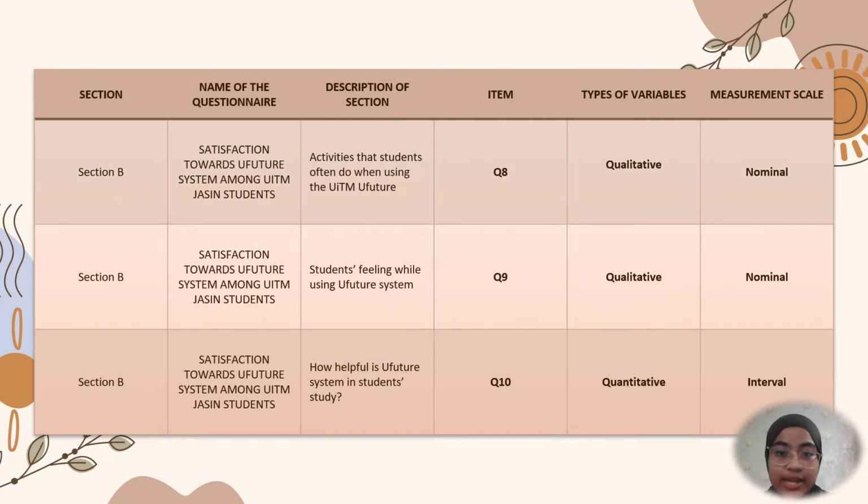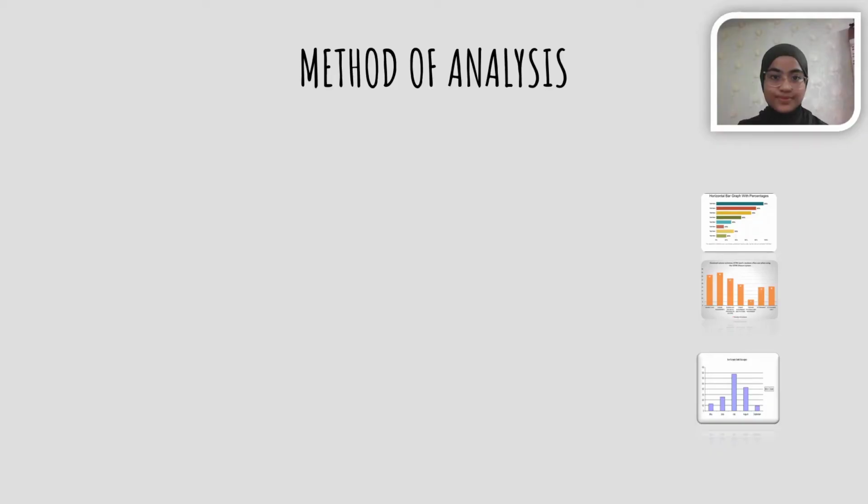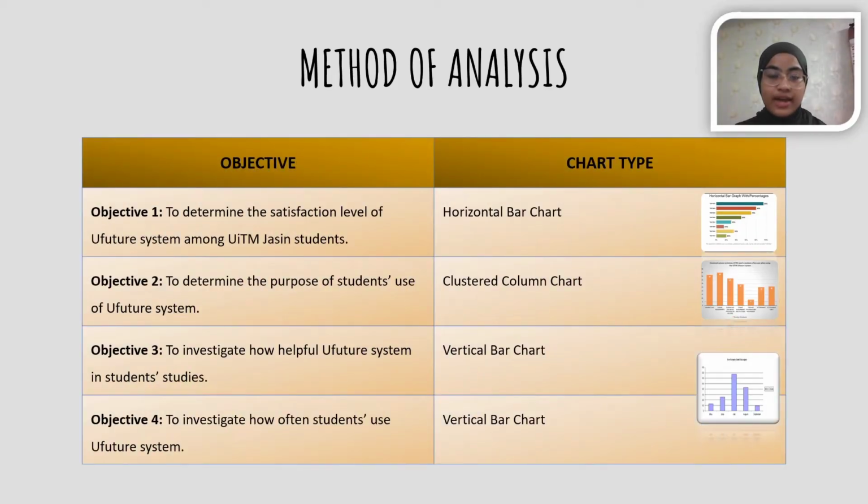For question 8 and question 9, the types of variables are qualitative and the measurement scale is nominal, while for question 10, the type of variable is quantitative and the measurement scale is interval. Method of analysis.